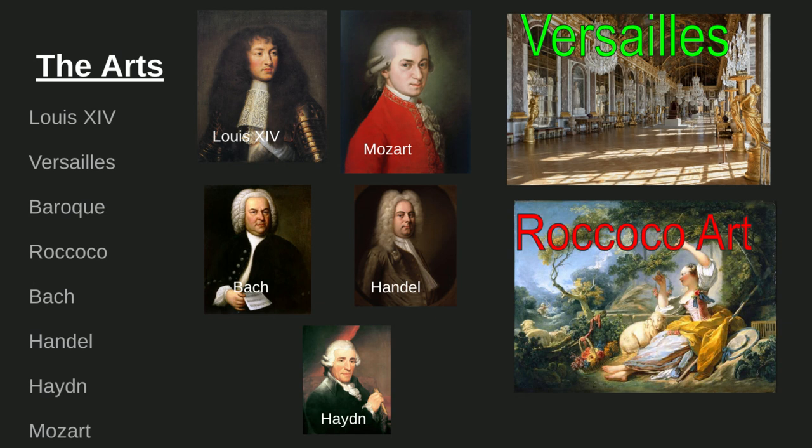Make sure you know the guys that we got listed here: Louis XIV, who built the Palace of Versailles. If you don't know how to spell these things, they're over here on the left-hand side. And then, of course, you need to know the difference with the Baroque and the Rococo. Baroque was a style that was used early on. Rococo is going to be the one that's going to replace it. And then, of course, the four musical geniuses, Bach, Handel, Haydn, and Mozart, all lived during this Enlightenment period of the 18th century.